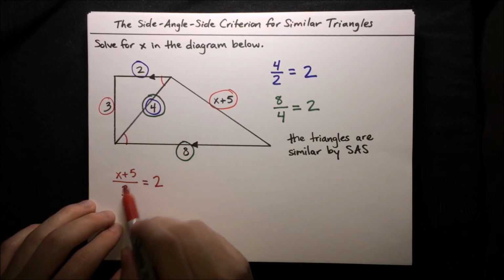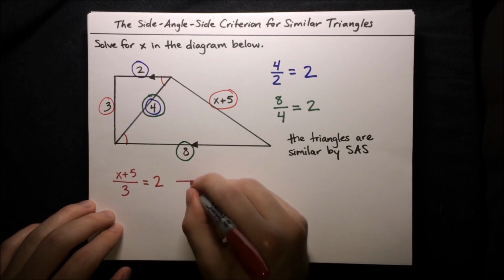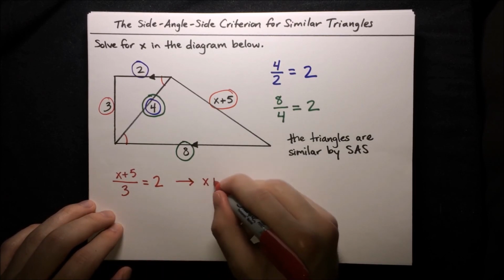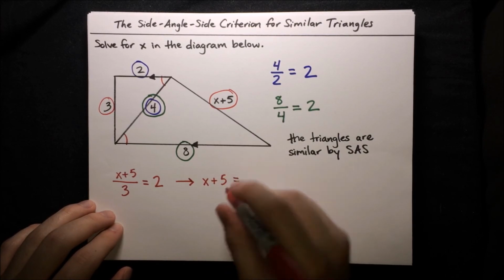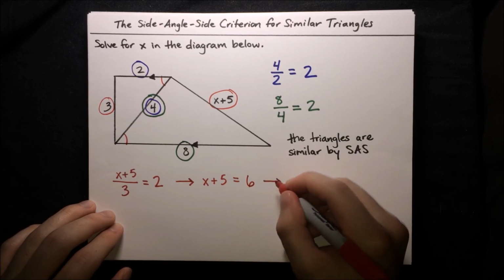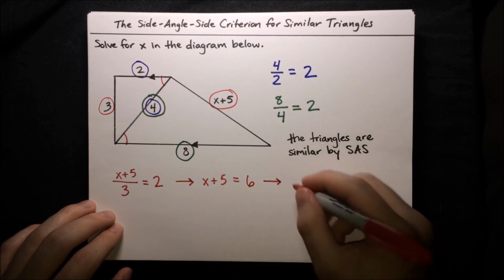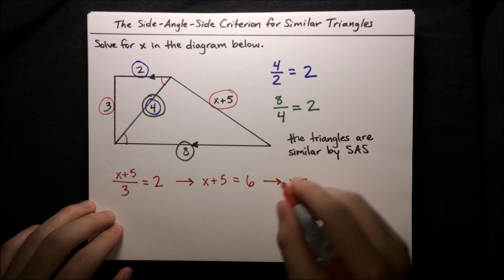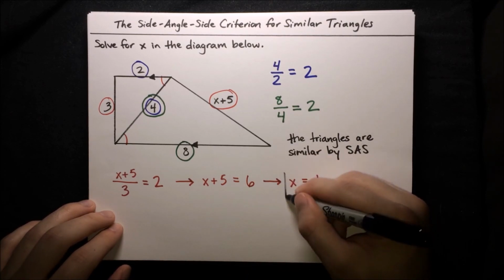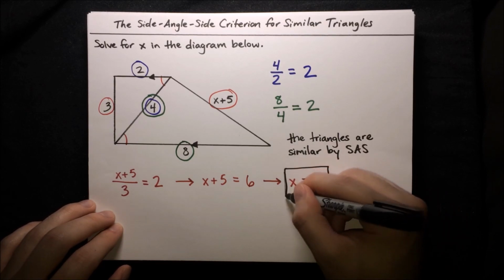So if x plus 5 over 3 is equal to 2, we can just multiply both sides by 3 to get rid of that denominator. We get x plus 5 is equal to 3 times 2, which is 6. And if x plus 5 is equal to 6, we just subtract 5 from both sides and get x is equal to 6 minus 5, which is just 1. So there we go, there's the solution. x is equal to 1.